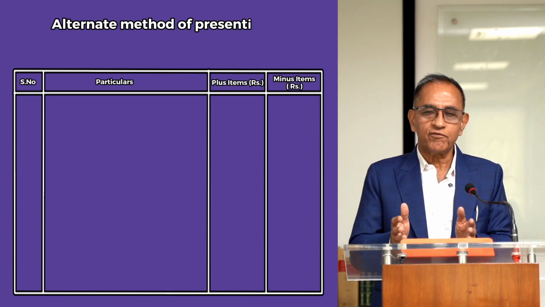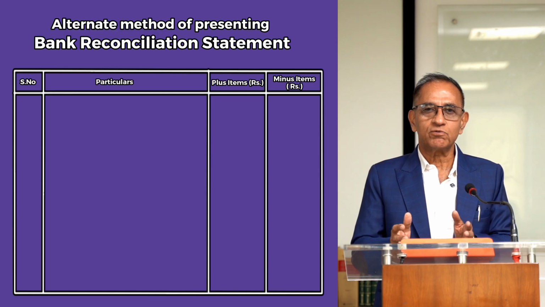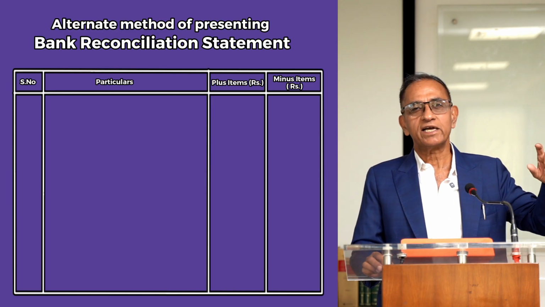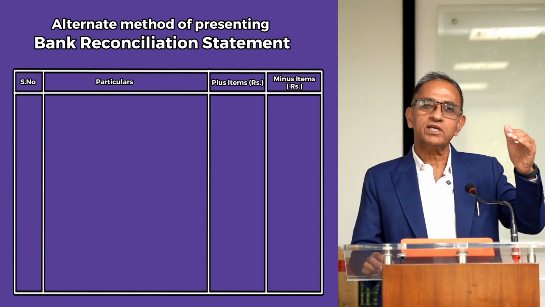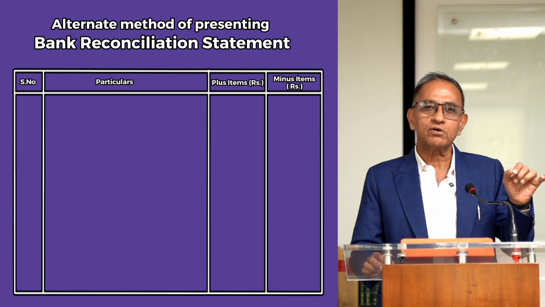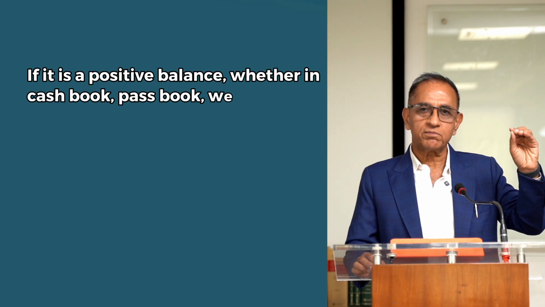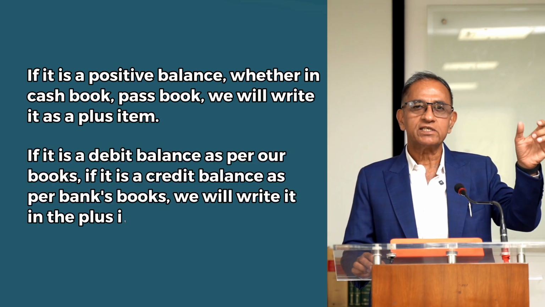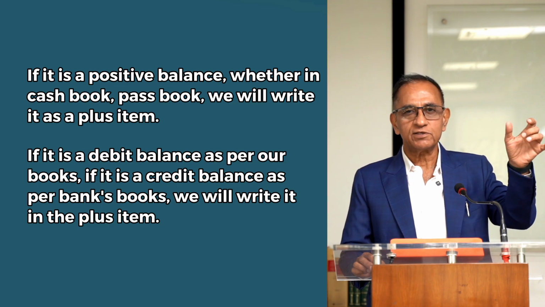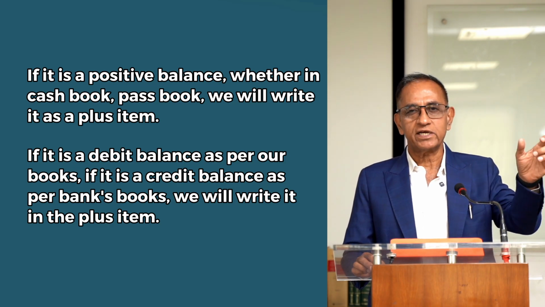उसी को ही if we recast it and we prepare it in this particular format, that means the alternate format of preparing a bank reconciliation statement would be that instead of clubbing all the add items, we'll take up one item at a time and उसको या तो वो प्लस आइटम होगी या माइनस आइटम होगी और इंडिविजुअल जिस कॉलम में होगा उस कॉलम में हम उसको रिफ्लेक्ट करते रहेंगे. So we'll start with the balance. If it is a positive balance, whether of the cash book or the passbook, we'll write it as a plus item. If it is a debit balance as per our books, if it is a credit balance as per bank's books, we'll write it in the plus item, and thereafter each and every item we'll analyze.